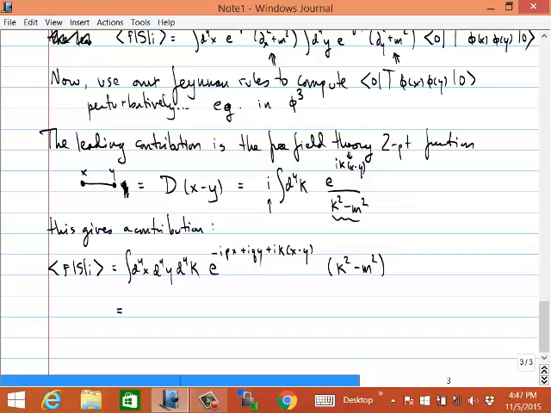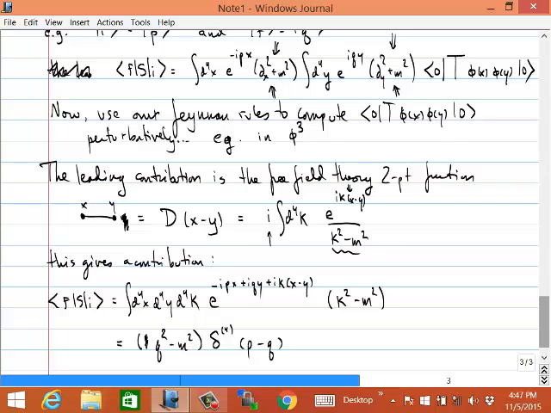So, for example, doing the x integral gives you a delta function that sets p equal to k, and the y integral gives you a delta function that sets q equal to k. And so you can then just do the k integral to get rid of one of those delta functions. And what you get is q squared minus m squared times a delta function that sets p equal to q.